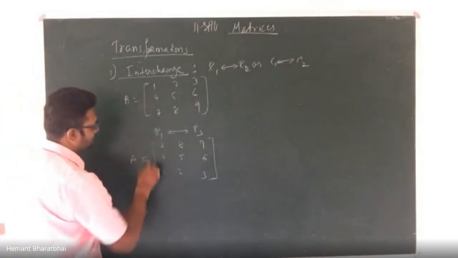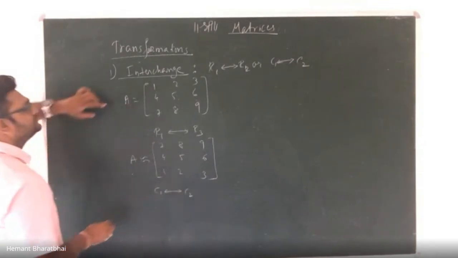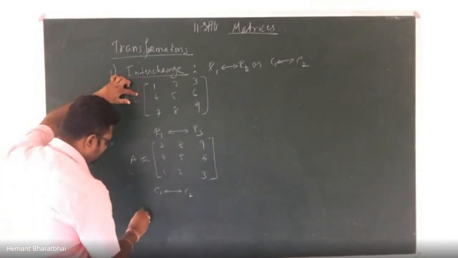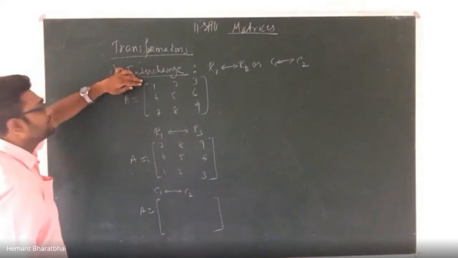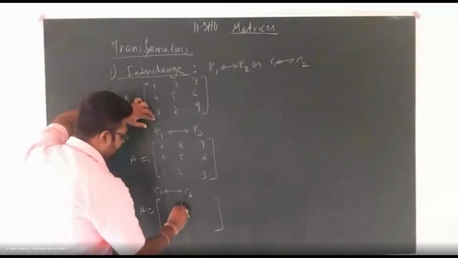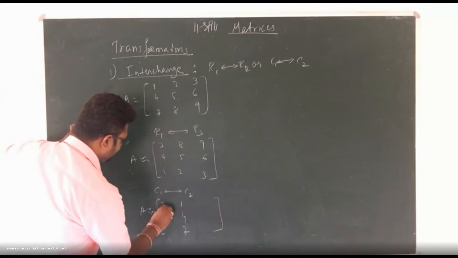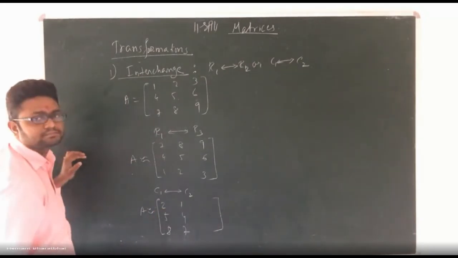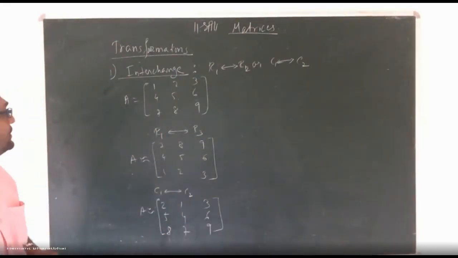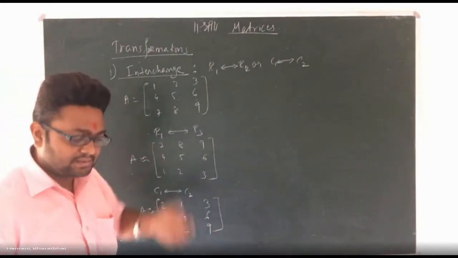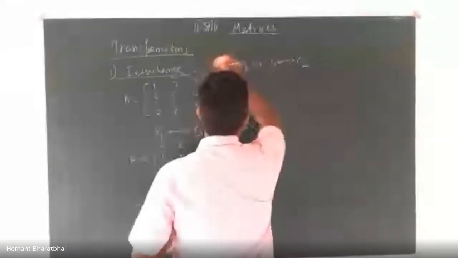Suppose if I write over here C1 interchange with C2. Okay, for this I am going to interchange the first column with the second column. So my first column 1, 4, 7 will become my second column, and my second column 2, 5, 8 will become my first column, and the third column as it is. So this is the first transformation, which is called interchange.